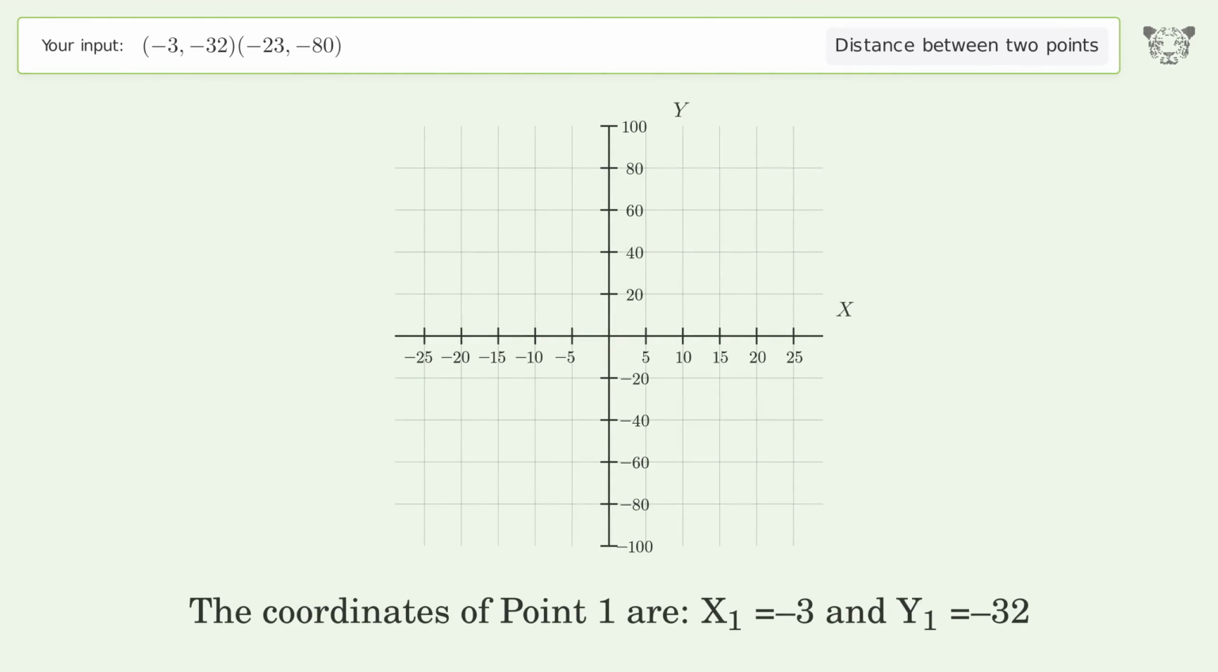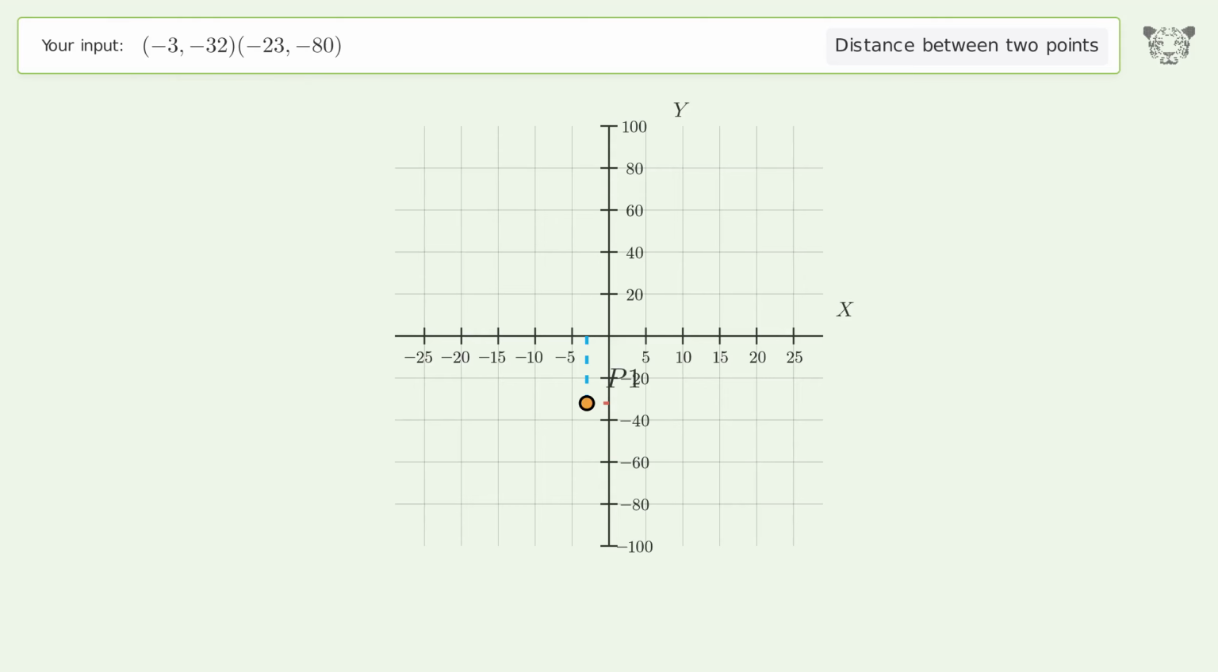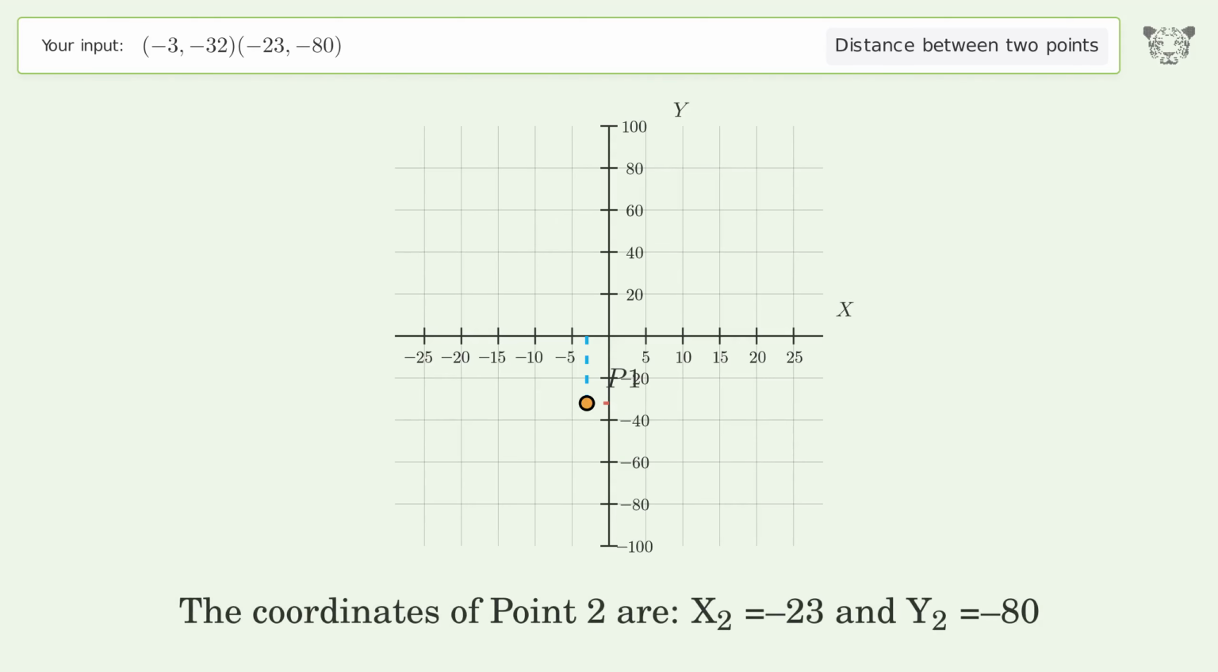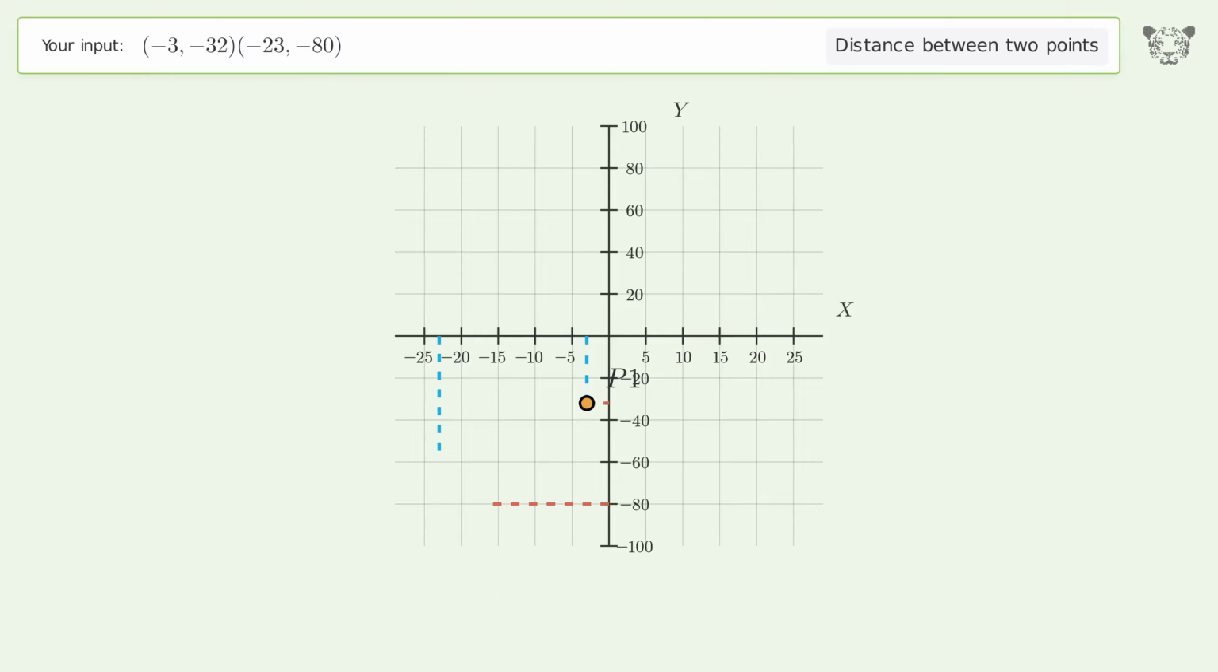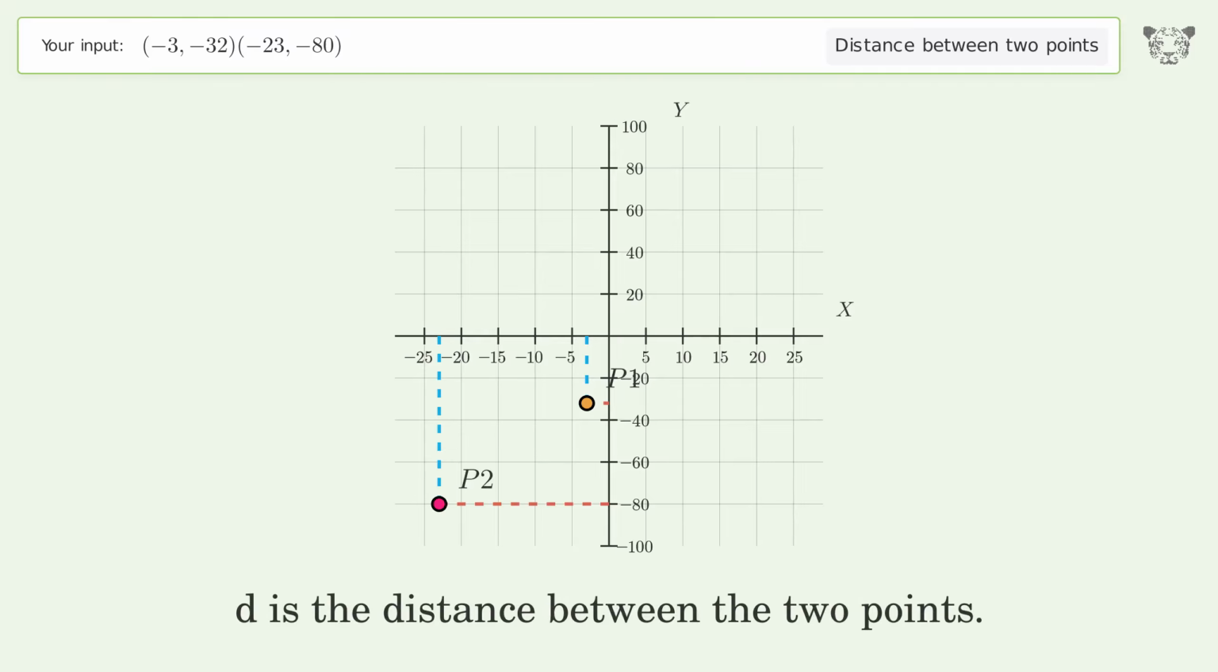The coordinates of point 1 are x1 equals -3 and y1 equals -32. The coordinates of point 2 are x2 equals -23 and y2 equals -80. D is the distance between the 2 points.